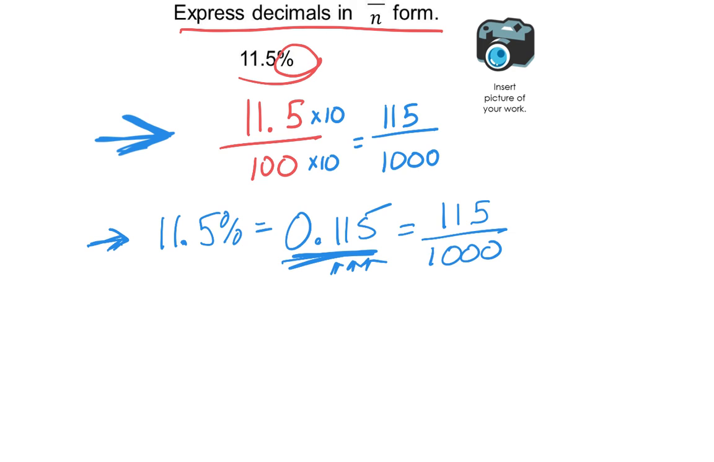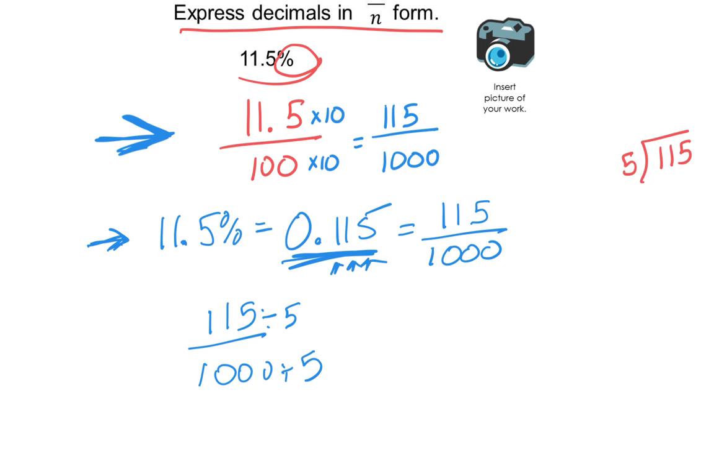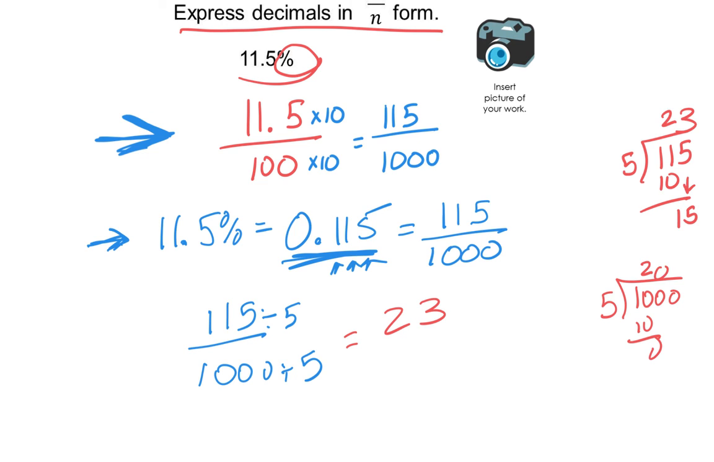Now, you have to simplify it. I'm only going to simplify one of them. I'm not going to simplify both. I can divide both of these by 5. I have to do my work over here because I don't know what 115 divided by 5 is in my head. 23 over 200. 23 is a prime number, so I am done. 23 over 200 is the answer. Okay, and that's it for today.